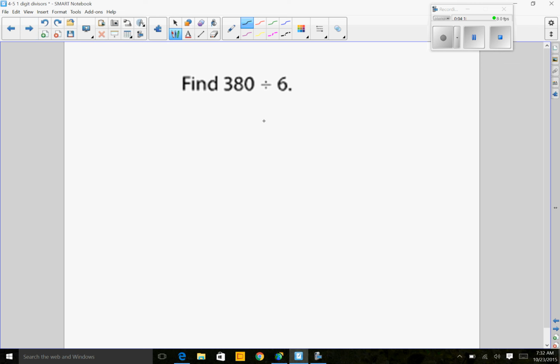So this one is 380 divided by 6. And again, we're going to start by estimating. What number is close to 38 that's divisible by 6? And I would say the closest would be 36. 36 divided by 6 is 60. So my answer should be close to 60. It's going to be a little higher than 60.